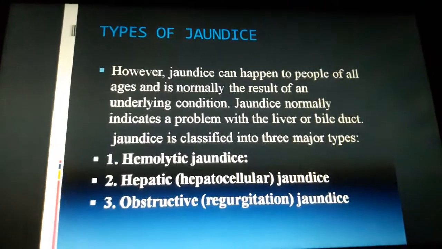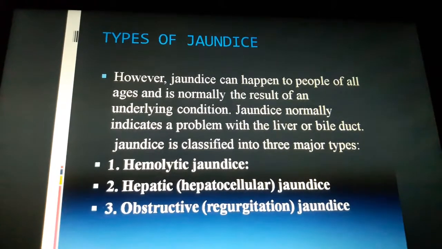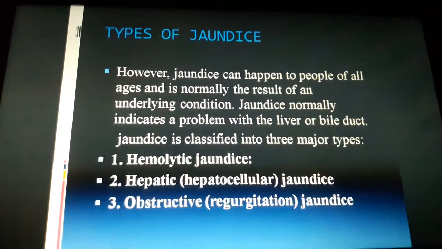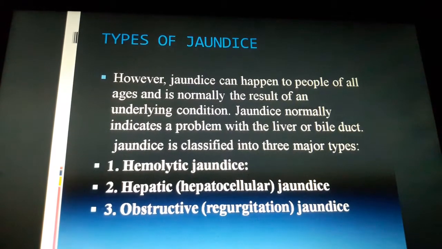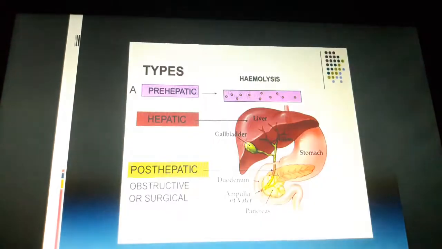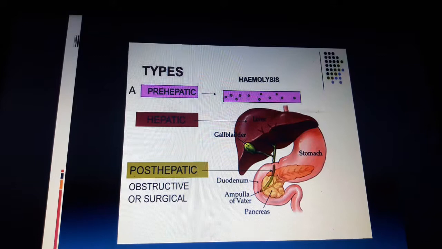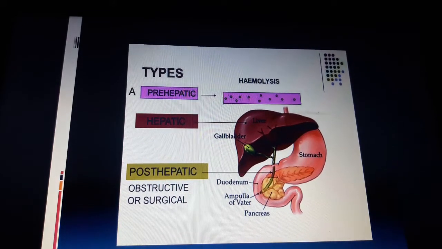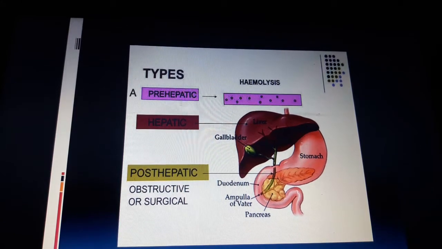Then classification of jaundice. Jaundice is classified into three major types. First one, hemolytic jaundice, then hepatic jaundice or hepatocellular jaundice, then the third one, obstructive jaundice or regurgitation jaundice. This diagram represents the types of jaundice, that is pre-hepatic or hemolytic jaundice, hepatic or hepatocellular jaundice, and post-hepatic or obstructive jaundice.